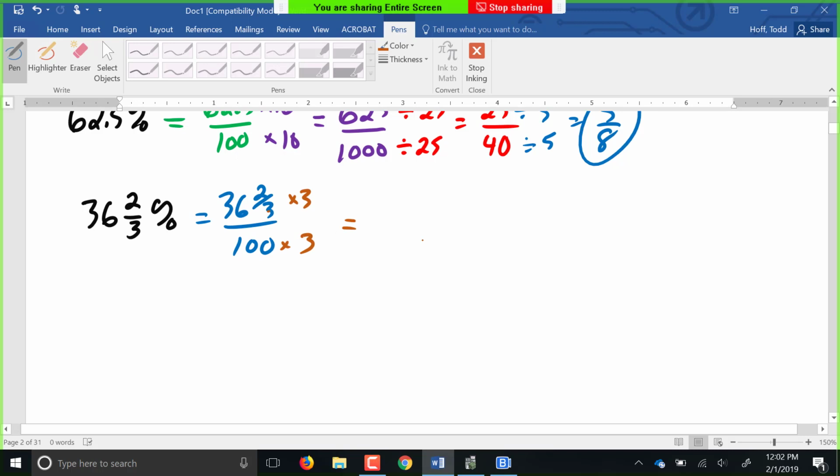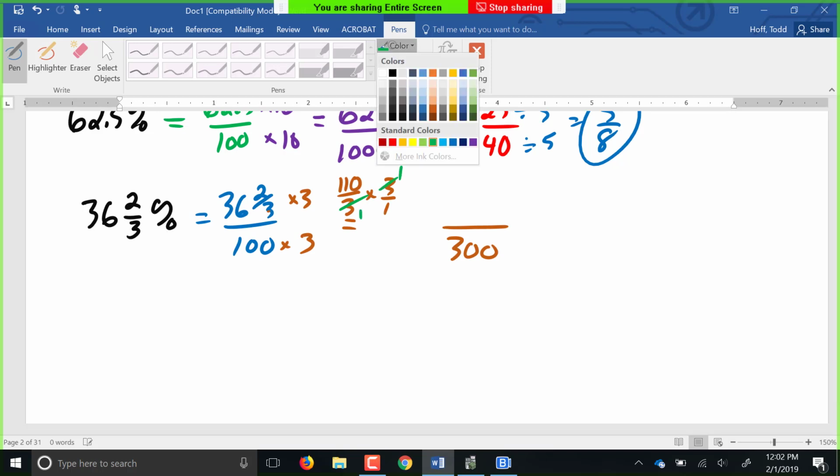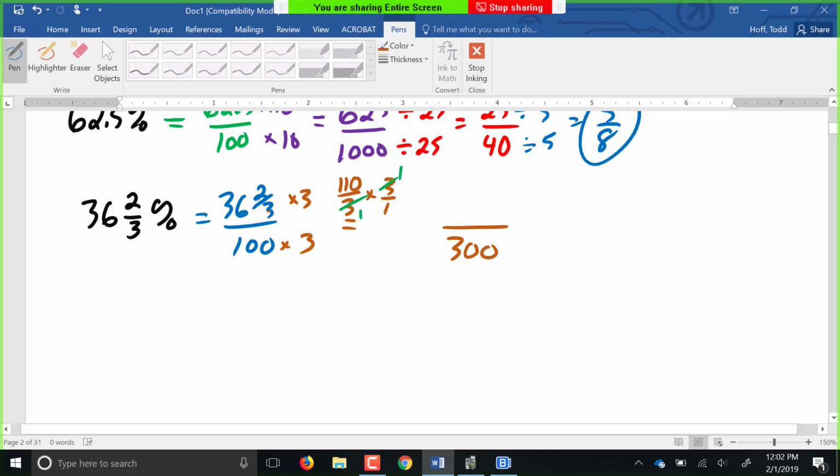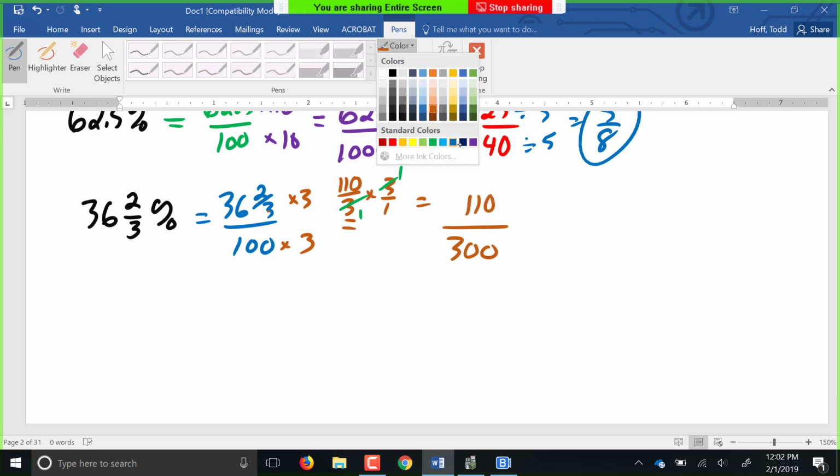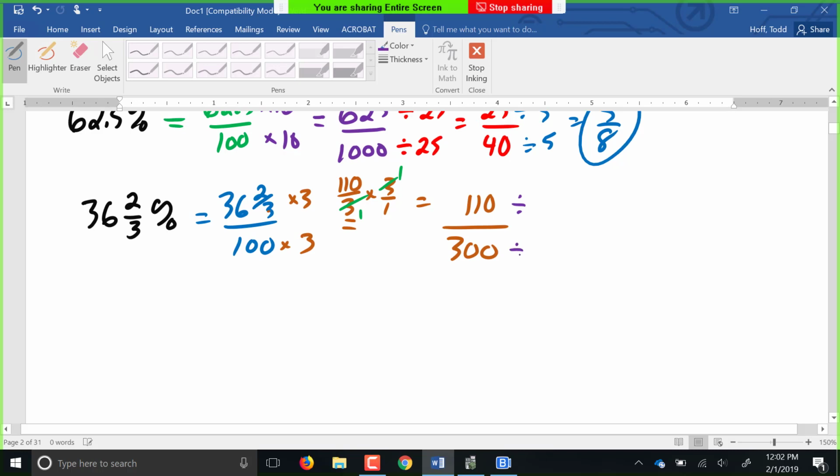So on bottom here, I have 100 times 3, which is 300. On top, 36 2/3 times 3. Well, 36 times 3 is 108. Plus 2 is 110 over 3 times 3 over 1. The 3's cross cancel. So I get 110 over 1, or just 110. And now we can reduce that. Both of those numbers divide by 10 to give us 11 over 30.